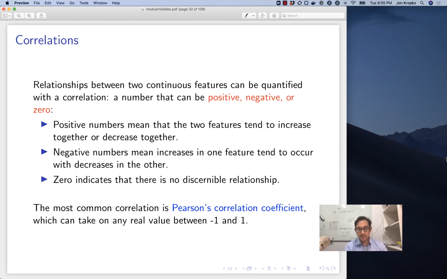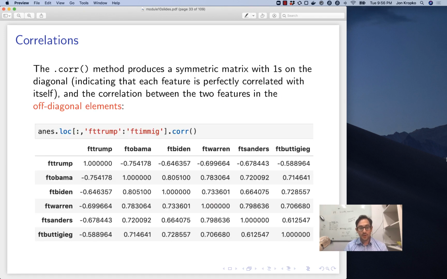The most common way that we can measure correlation is with Pearson's correlation coefficient. It can take on any real value between -1 and 1. We can get correlations with the corr method applied to a data frame. It'll produce a symmetric matrix with ones on the diagonal because every single feature is correlated perfectly with itself. And then the off-diagonal elements are symmetric, so the 1, 2 element will be the same as the 2, 1 element. Those off-diagonals are the correlations between different features.